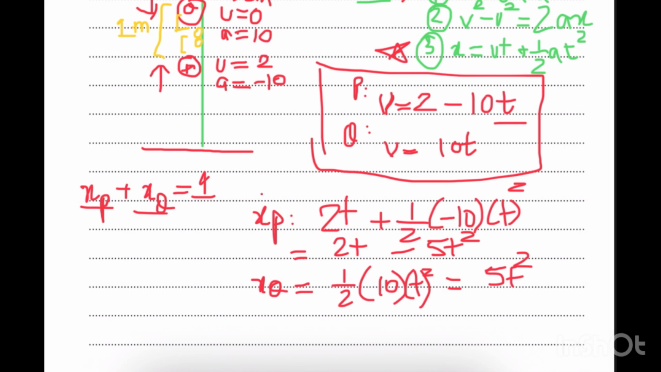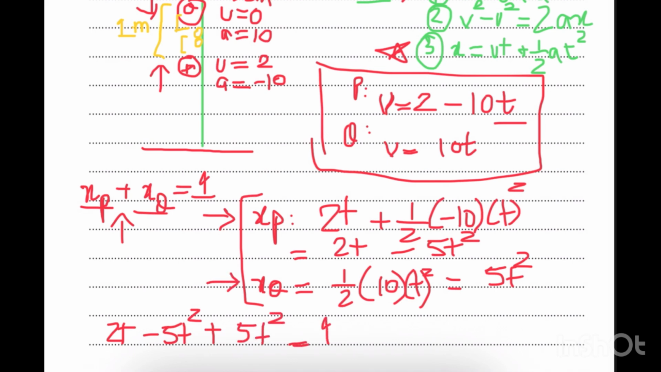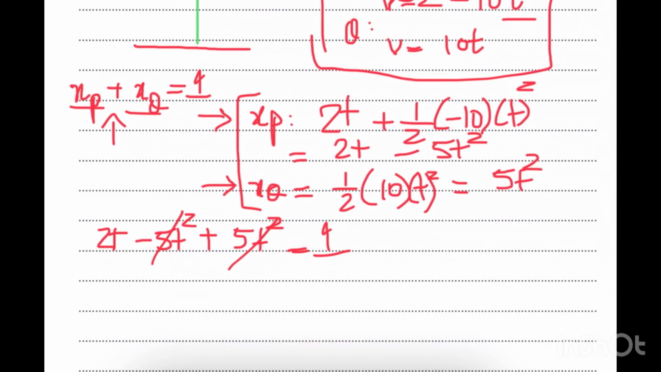So now we can use these two values in this equation again. So that means that 2t minus 5t squared, which is the distance traveled by p, plus 5t squared, which is the distance traveled by q, must be equal to 1. This minus 5t squared and plus 5t squared get cancelled. That means 2t is equals to 1. When we simplify this, that becomes t is equals to 1 by 2. So this is the time when both p and q collide.